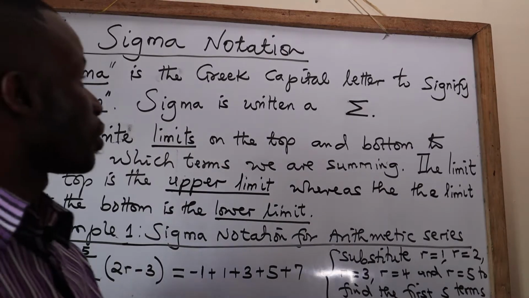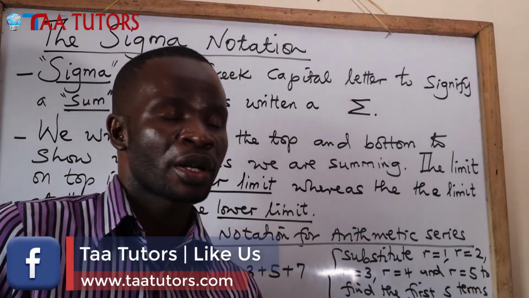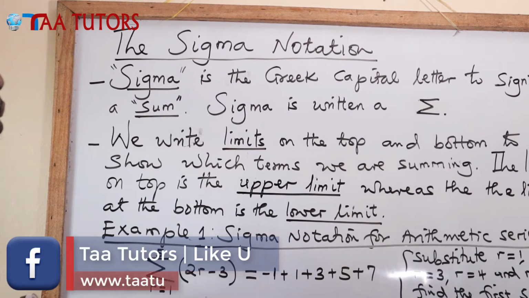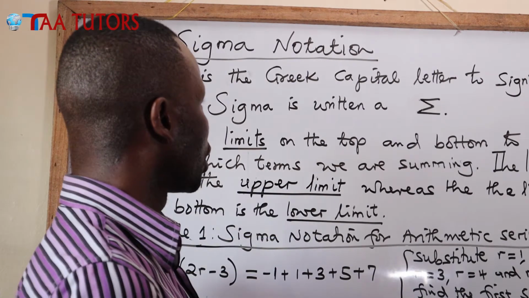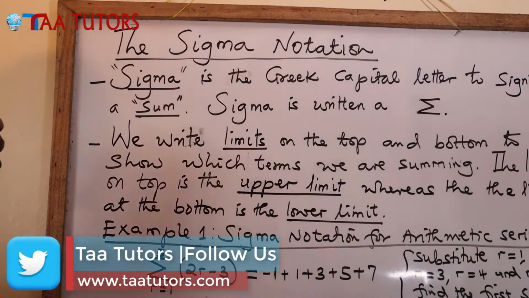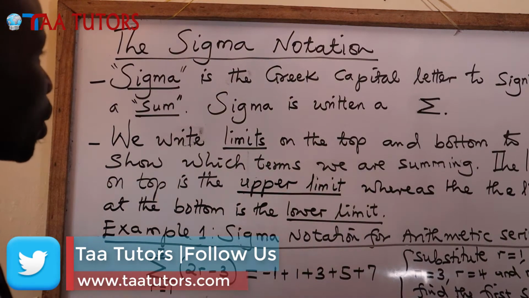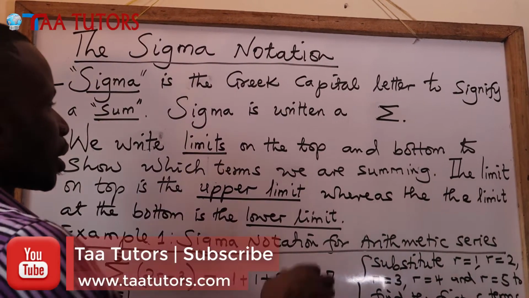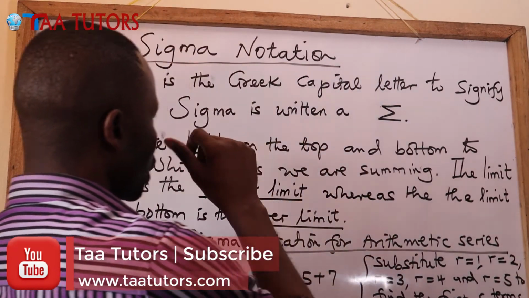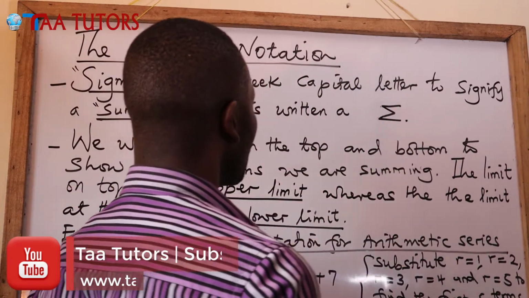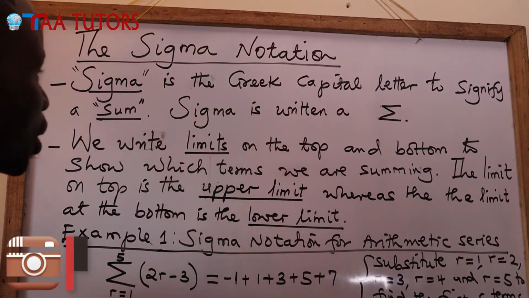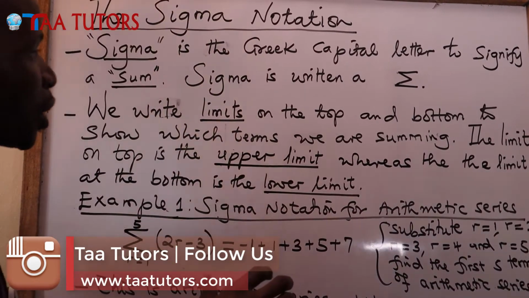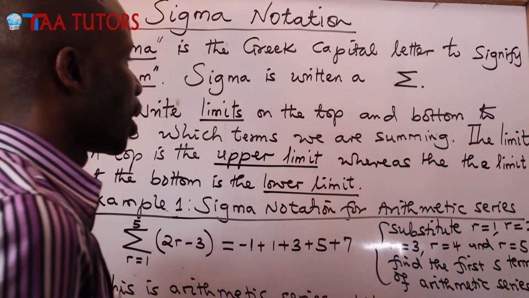Viewers, we want to move to the next part of series and sequence, and today we want to look at the sigma notation. The sigma notation is a very simple thing. The word sigma signifies the Greek letter, and this Greek letter is called sigma. We use it to represent the summation, or sum of. So whenever we have sum of, we use this letter to represent that particular instruction.